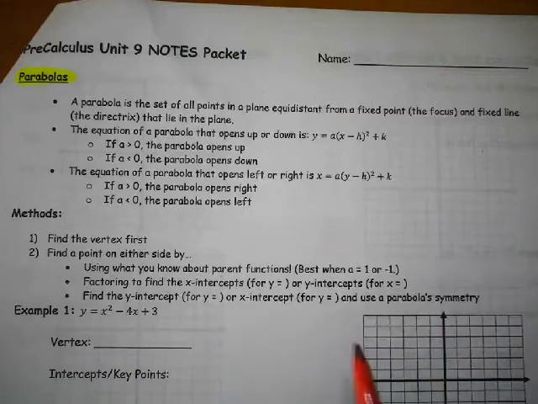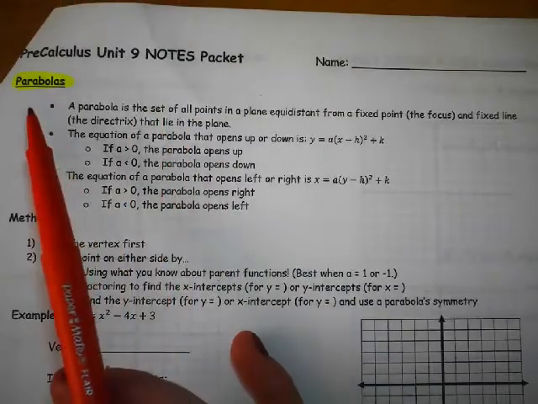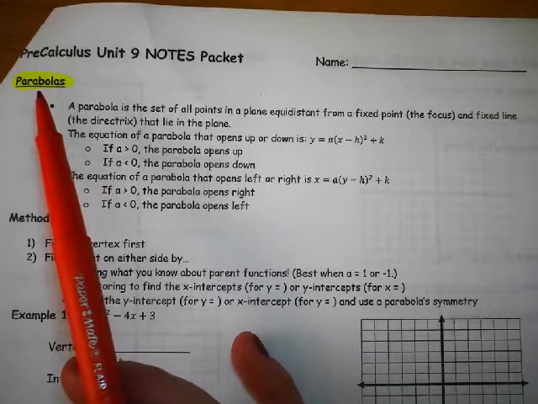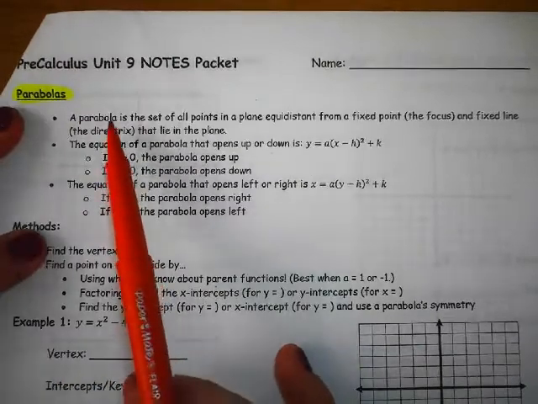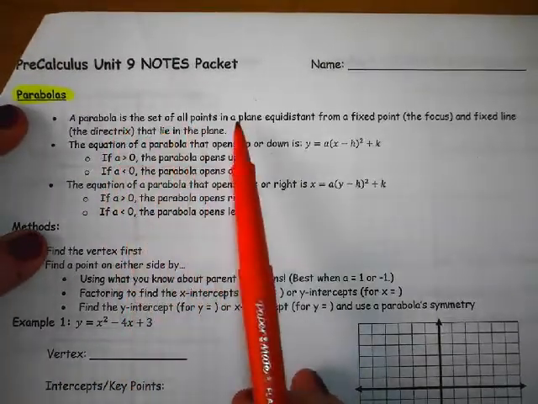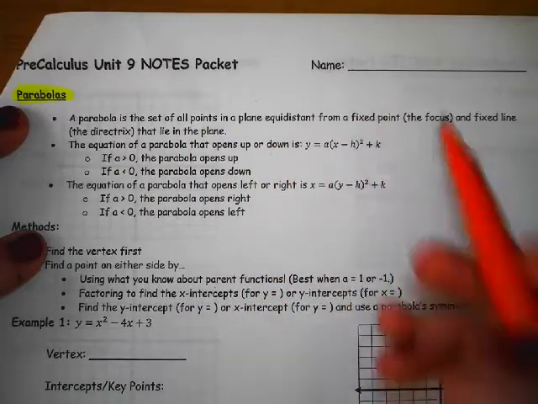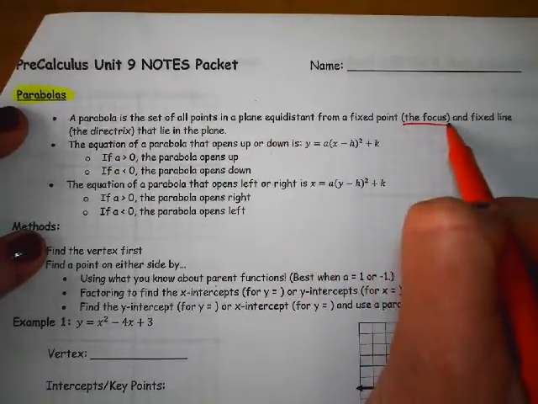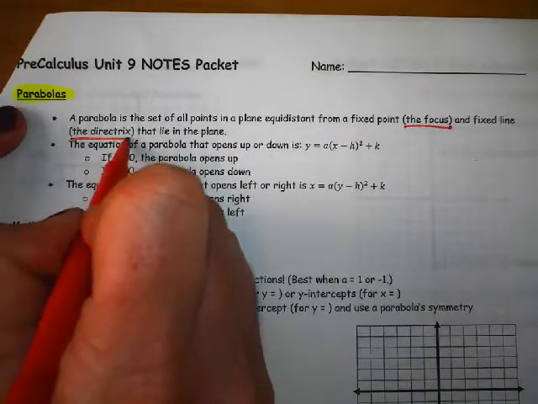Alright, I'm going to continue, and I'm still on day 1, but now we're going to discuss parabolas. The first bullet point here says that the parabola is the set of all fixed points in a plane equidistant from a fixed point called the focus and a fixed line called the directrix.